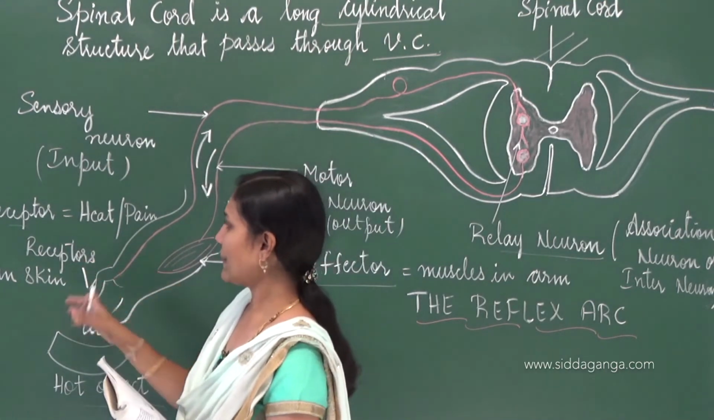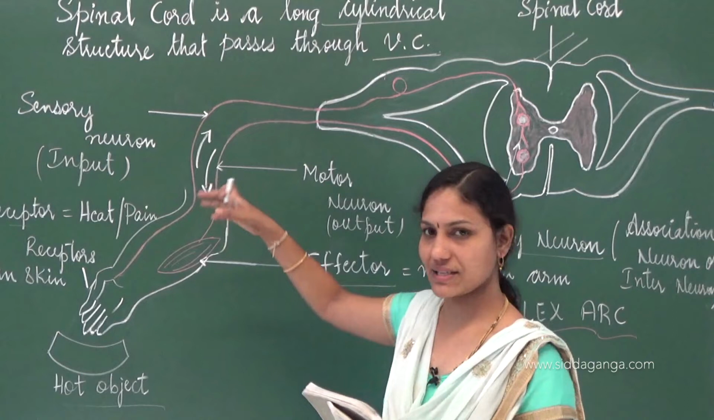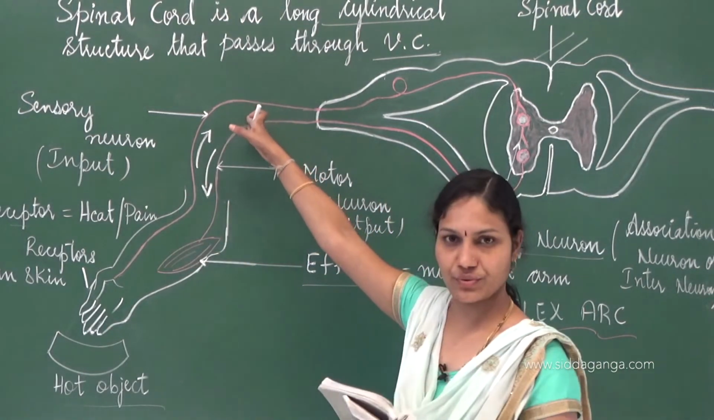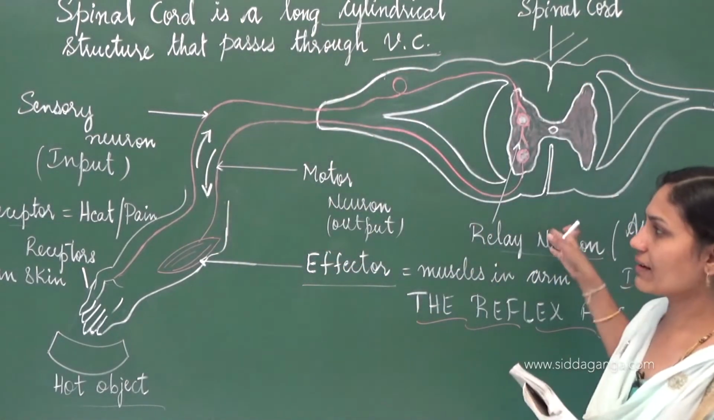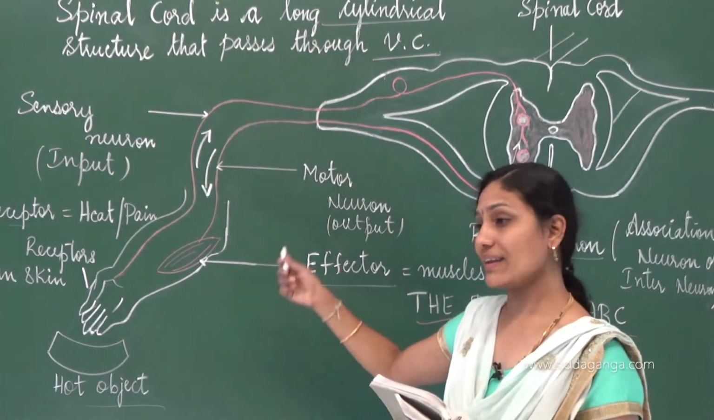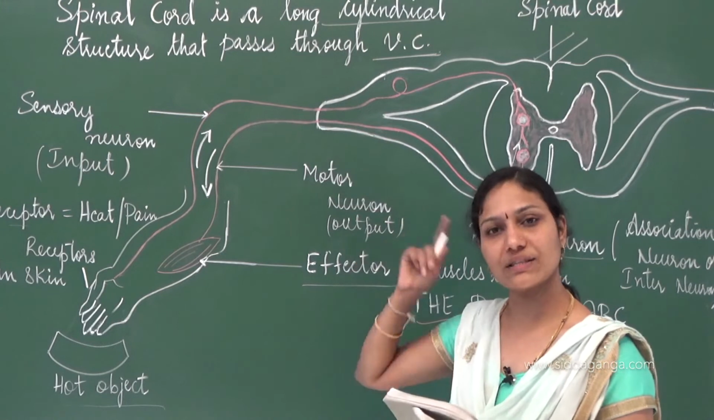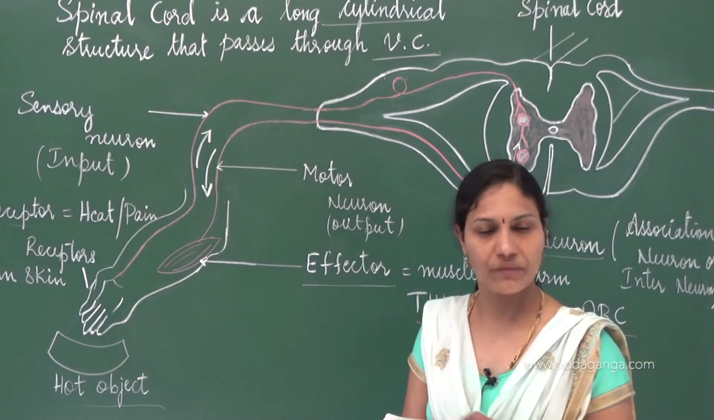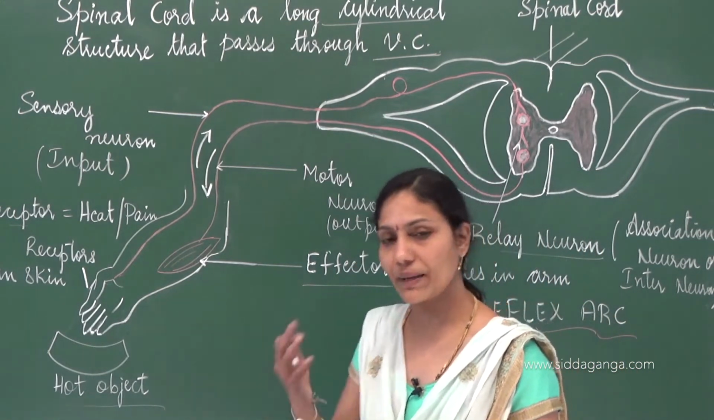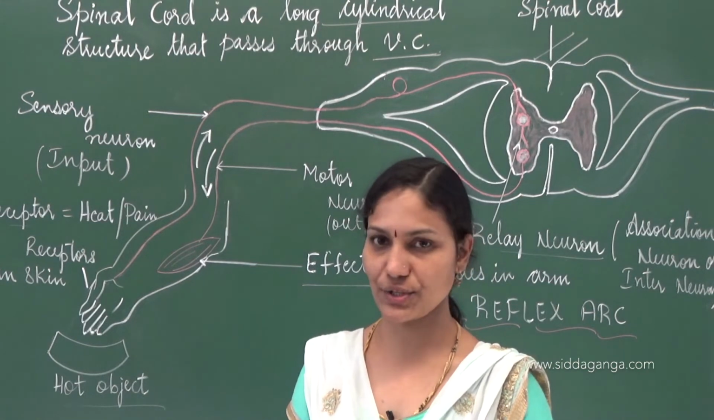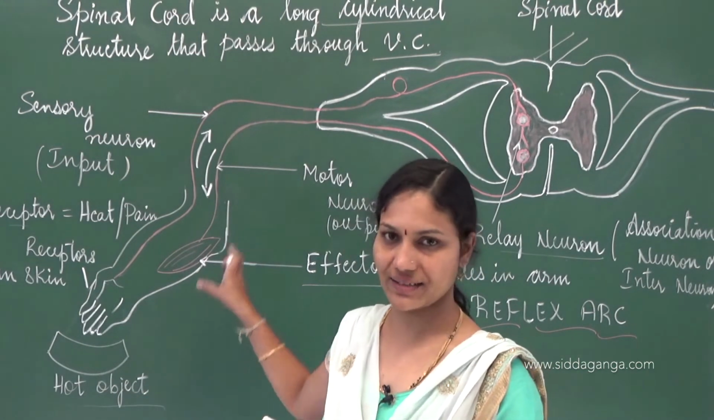Apart from that, everything else remains the same. The message is passed on to the sensory neuron and it goes to the relay neuron, motor neuron, and finally effectors. Where is the effect seen? The effect is seen in the muscles of the eyes. What do we do? We immediately shut our eyes. We blink our eyes multiple times. Is it not? So that is where the effect is seen.